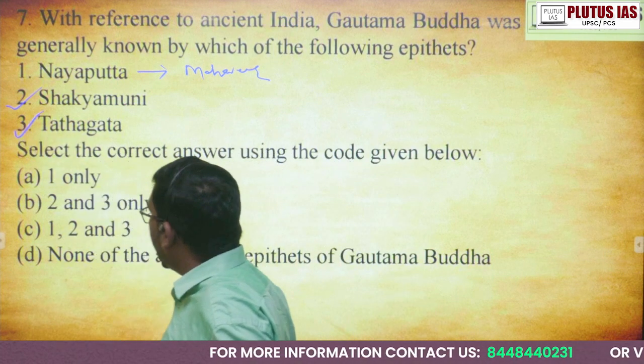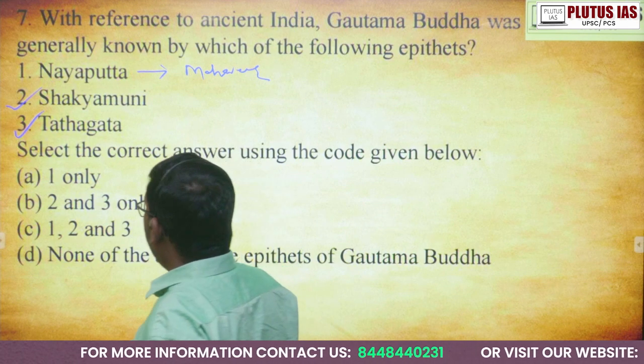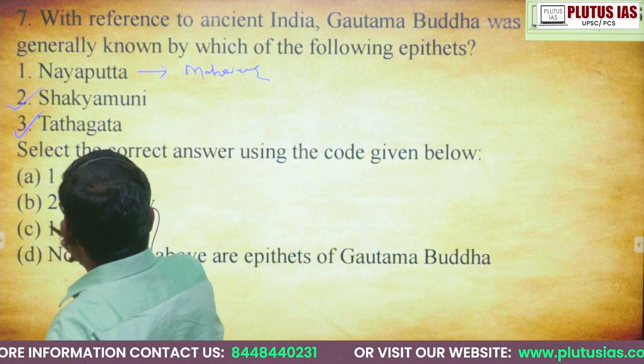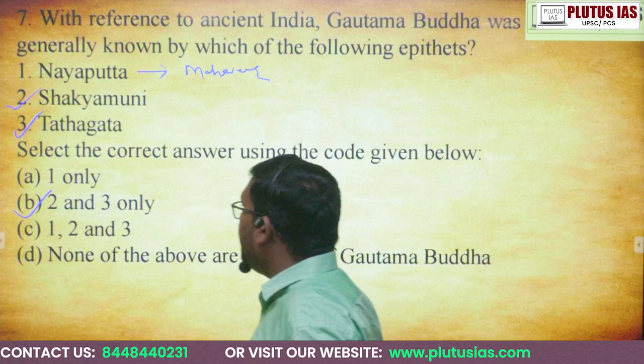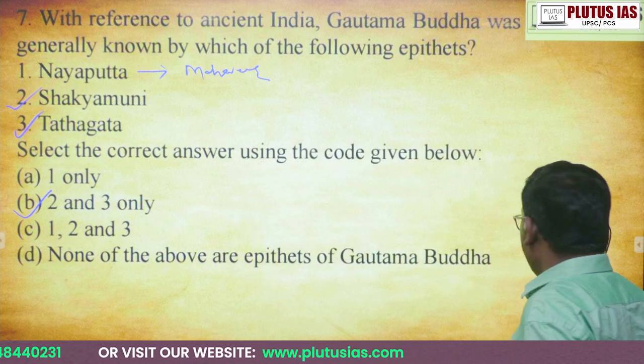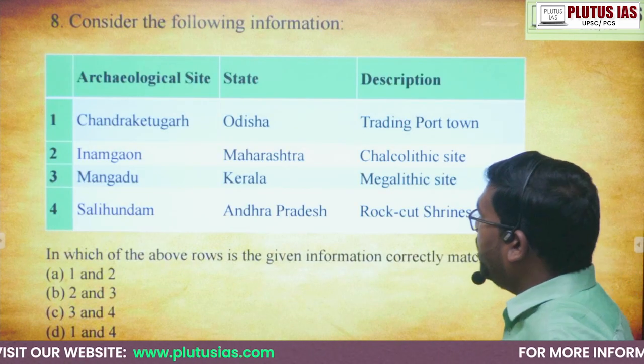So the answer to this question is B, 2 and 3, right? 2 and 3 will be the answer to this question. B is the answer. This was also moderate, it was in the moderate group.